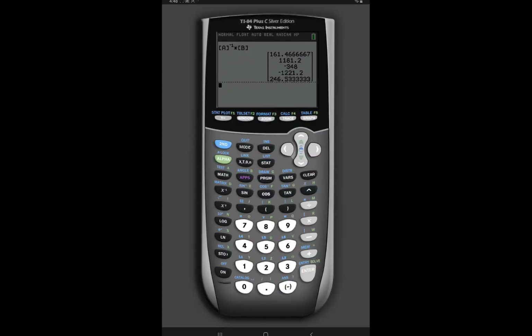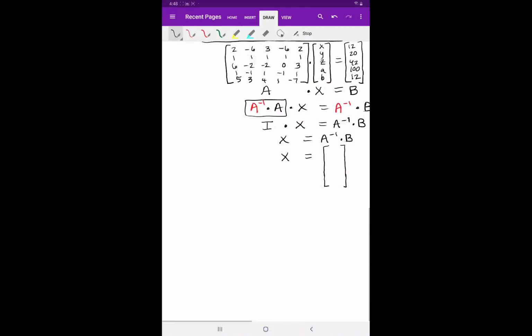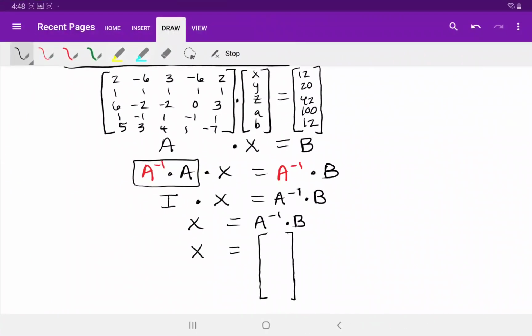Okay, so I'm going to go back and just put how I would write the answer on the paper. So let me go back to OneNote because I need to write the answer. Okay, so the answer, I'm going to go back to my old picture.